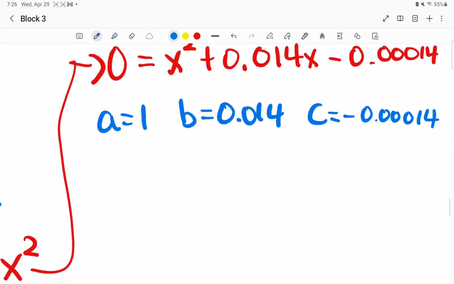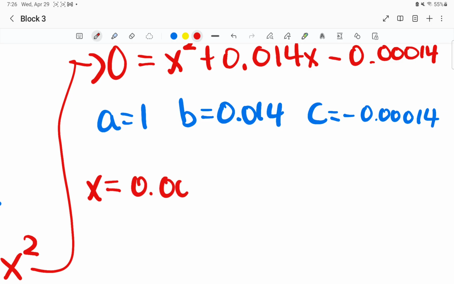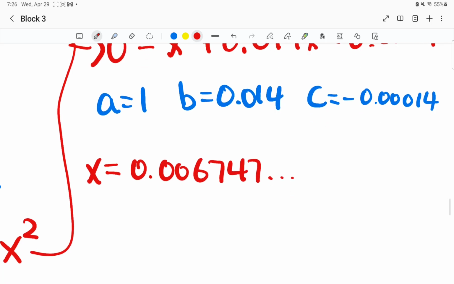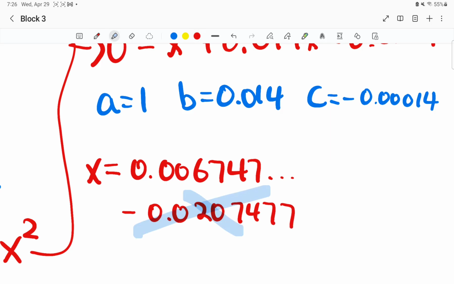All right, I got it. So the x can either be 0.006747, yada yada yada, or it can be negative 0.0207477. Obviously we're not going to take the negative one, so the positive value is going to be our answer.